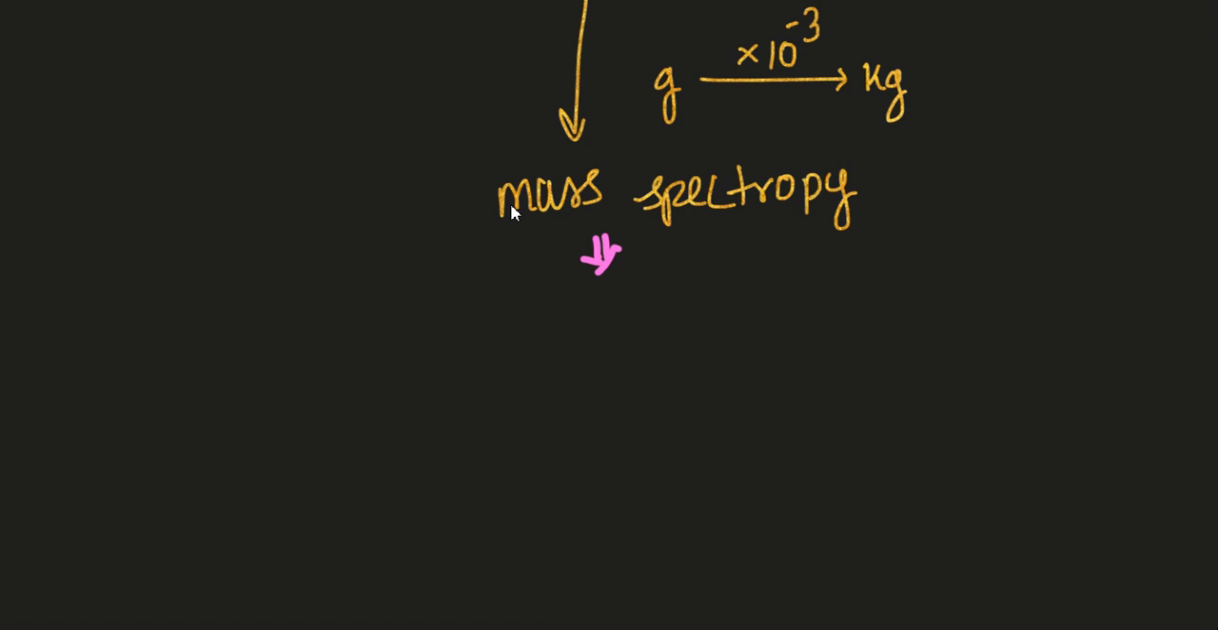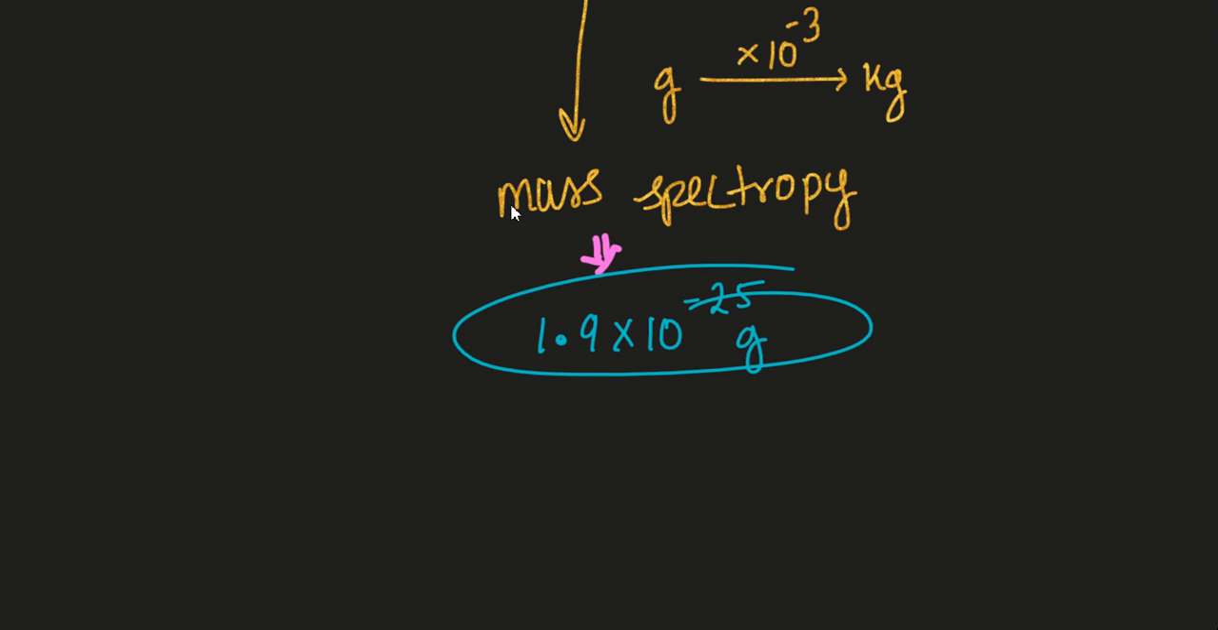So they got some value, and that value was found to be 1.9 into 10 to the power of minus 25 or so. Now what they did, they divided it with the AMU, which is nothing but 12. So approximately, finally, what you will get was found to be 1.66 into 10 to the power minus 24 grams.